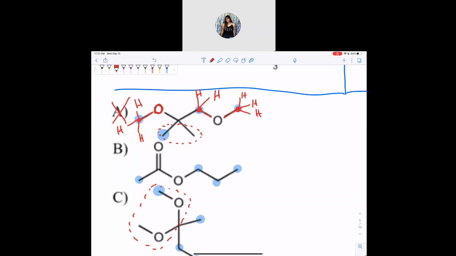For answer choice B, our oxygen is here. So 1 carbon away, we have 2 hydrogens. So the signal would have 2H, not 6H. We get rid of that one.